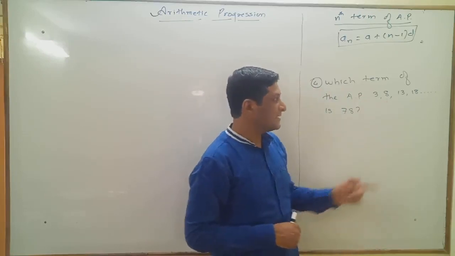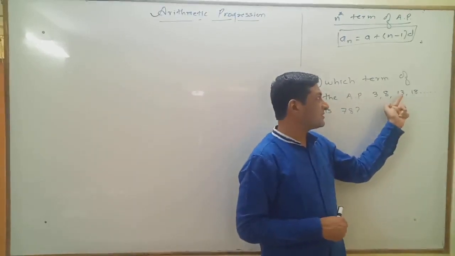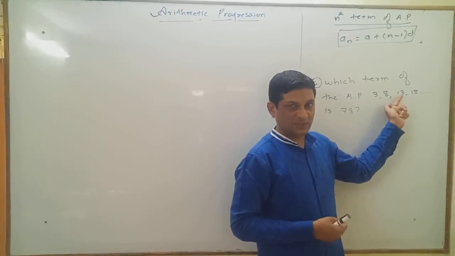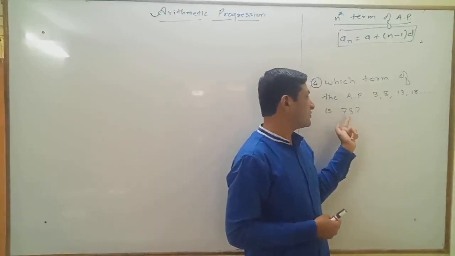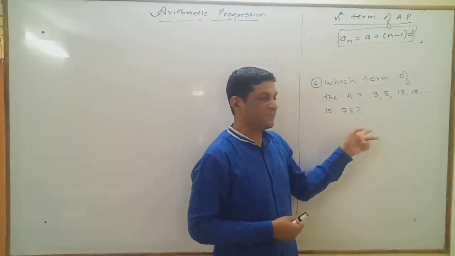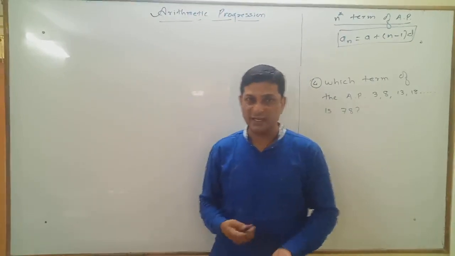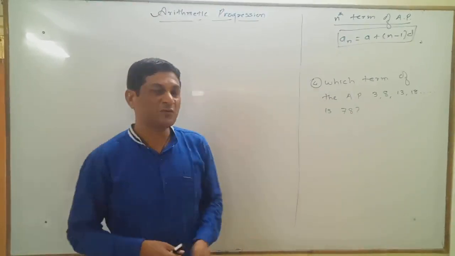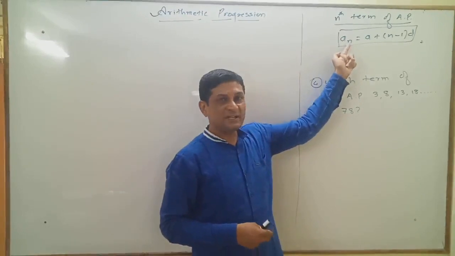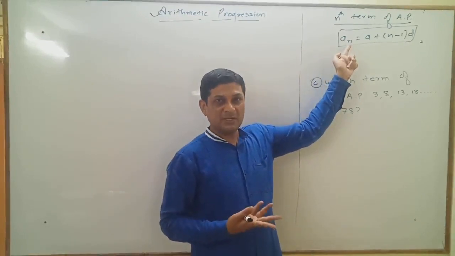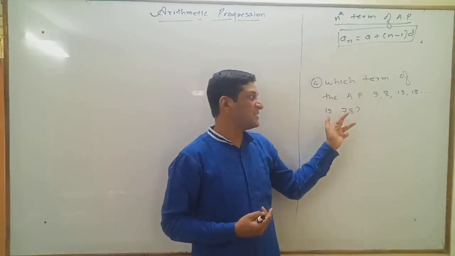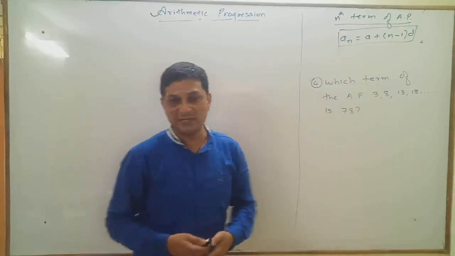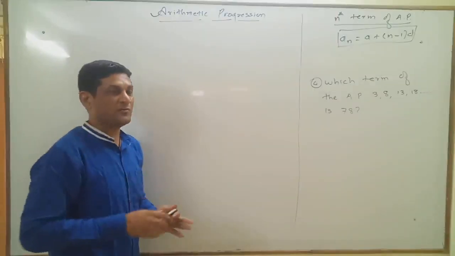As it stands here, 13 is what? Third term in the arithmetic progression. So our question is to find out which term of this arithmetic progression is 78. Means in short, we have to find out the value of n. N represents what? Nth term. So here we have to check that 78 is which term in this arithmetic progression. Means the aim is to find out the value of n here.